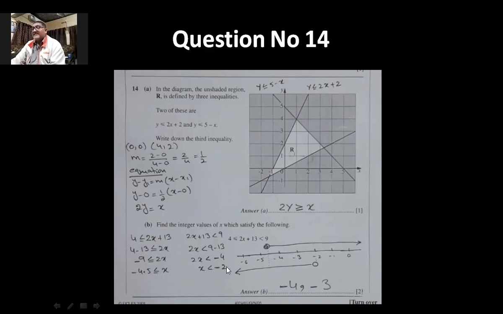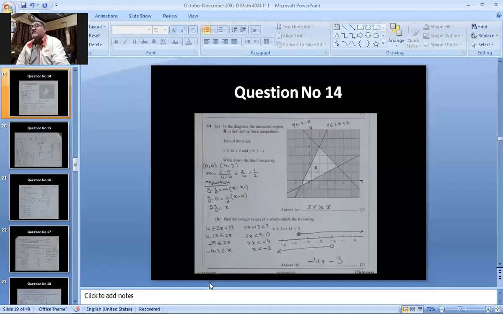And this is x is less than minus 2. So I put a circle here, but we will not shade it. So x is less than minus 2. So it will be like this. The overlapping portion between these two is this portion. And in this portion, the integers are minus 4 and minus 3. So this is how you will do question number 14. Hopefully you understand.